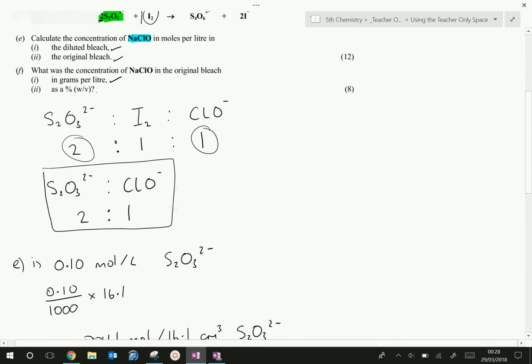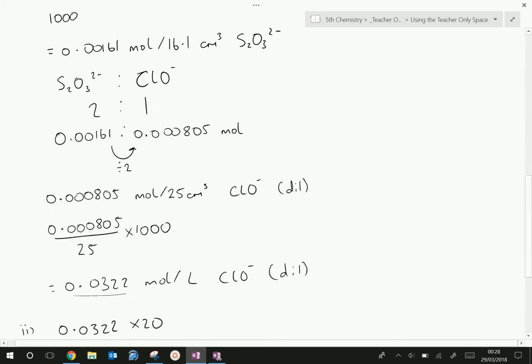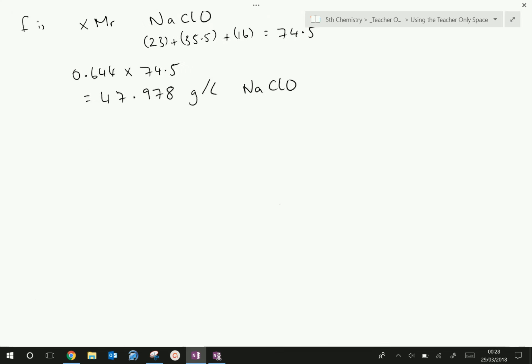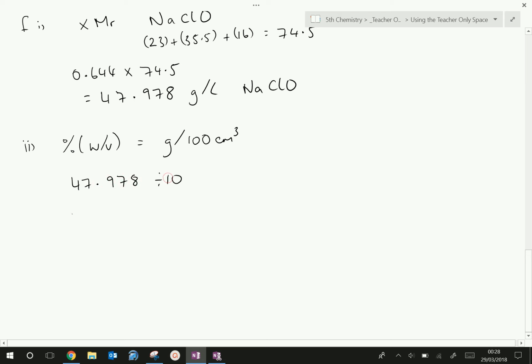And then it wants that concentration as a percentage weight per volume. So to convert this to a percentage weight per volume, first we're going to write down what that means. Percentage weight per volume means grams per 100 mLs. I already have grams per litre, so all I need to do is take my 47.978 and divide it by 10. And I get 4.7978 grams per 100 mLs of sodium hypochlorite. So that is a 4.7978% weight per volume solution.